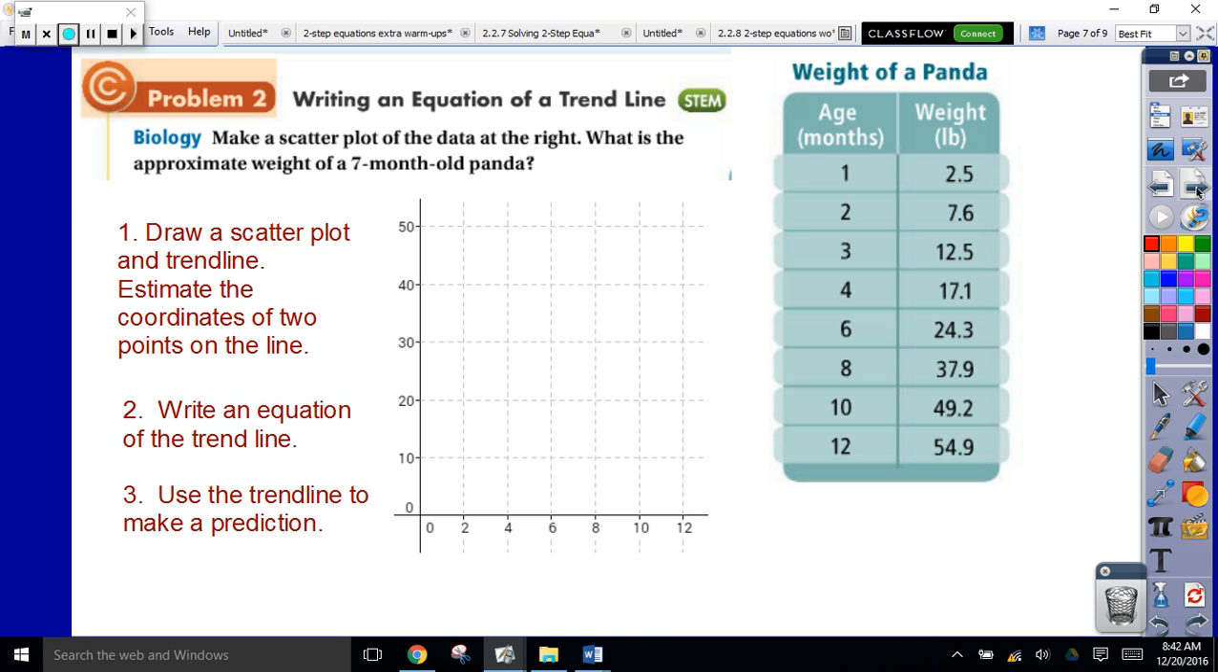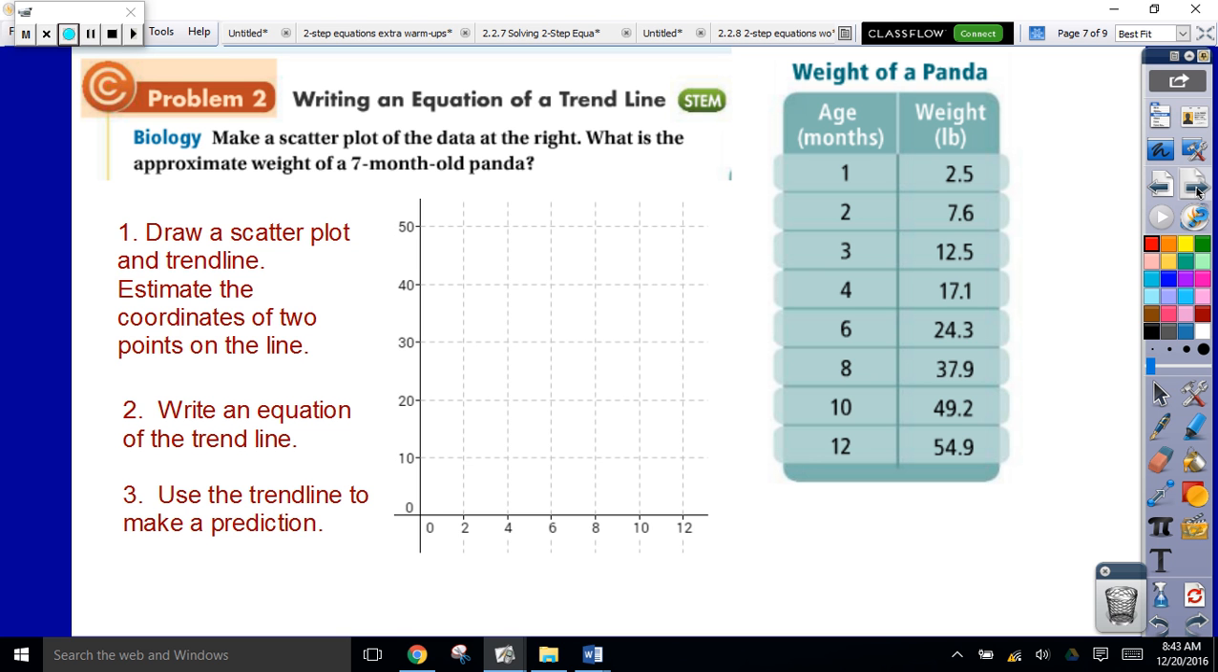Okay, let's look at how we write an equation for a trend line. And this is from a biology application. Make a scatter plot of the data at the right. What is the approximate weight of a 7-month-old panda? So we see in this table that gives us the weight of a panda, we don't have an actual value for 7 months. So we're going to draw a line, we're going to write an equation, and we're going to use that equation to make a prediction.